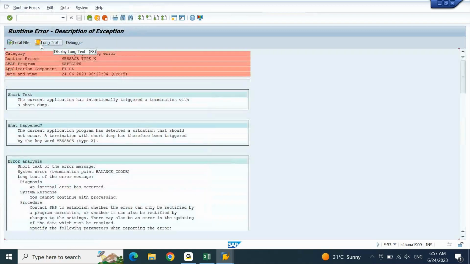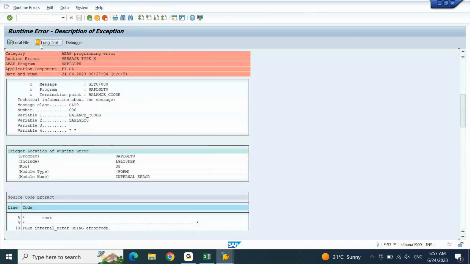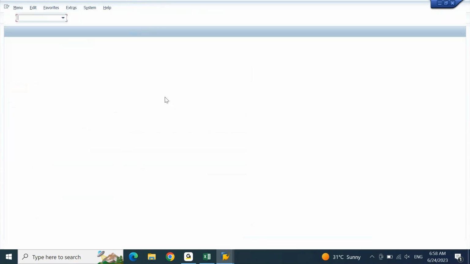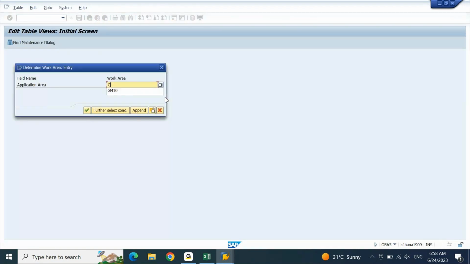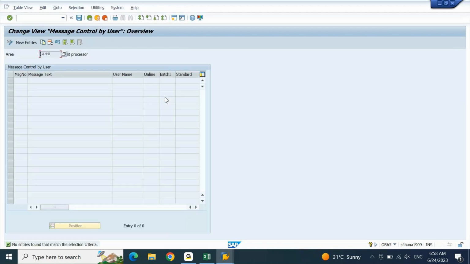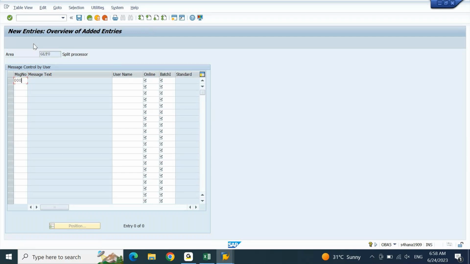Still the same problem, we are not getting the simulation screen, even after updating the zero balance clearing account. Assuming message number, the message class is GLT0, message number is 000. Let's check if we can find anything with that in OBA5, message class GLT0 and message number 000. Message number is not allowed here.